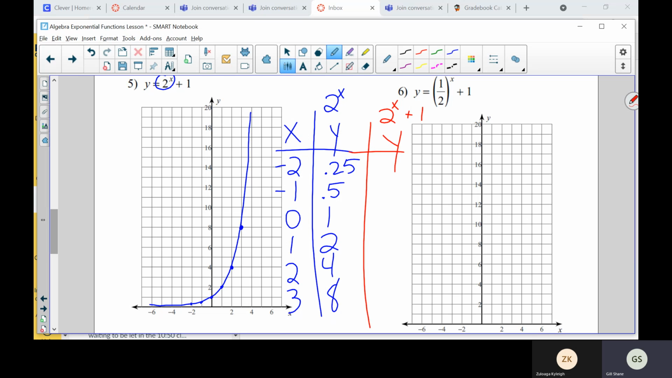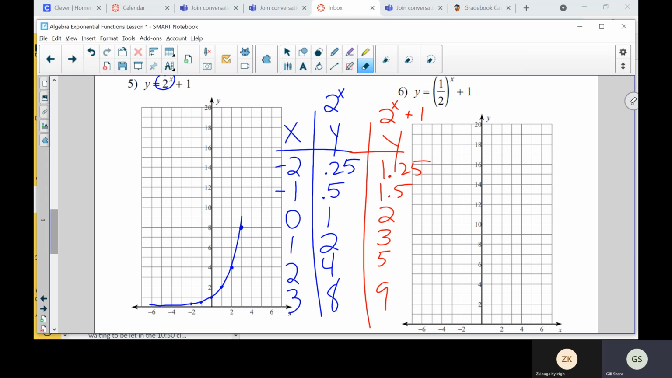So this would be 1.25, 1.5, 2, 3, 5, 9. 1 plus 1 is 2, 2 plus 1 is 3, 4 plus 1 is 5, 8 plus 1 is 9. Now I can plot all of those. So, again, I'll start with 3, and 9 would be here. Huh. Boy, that's not a very good line. I gotta fix that line.